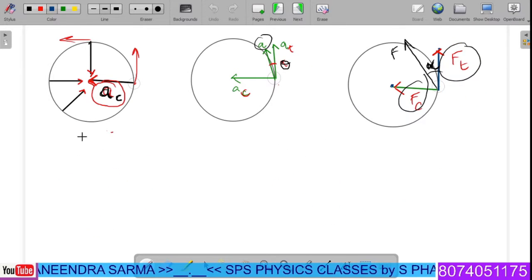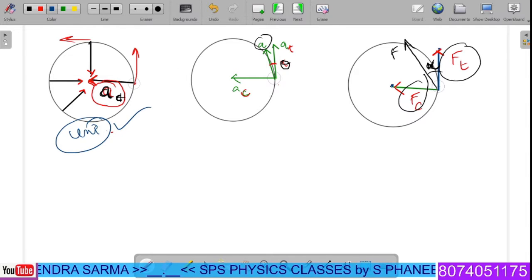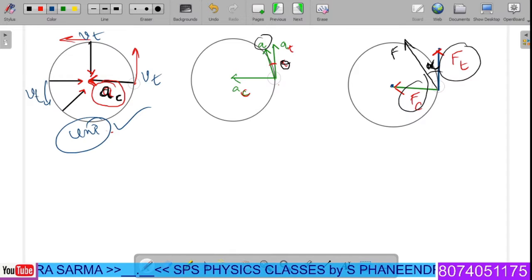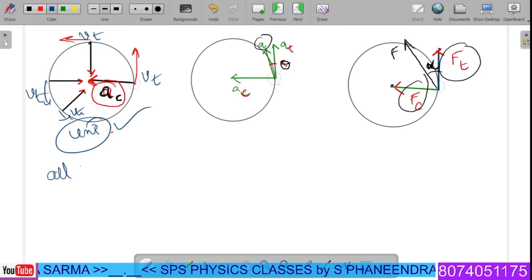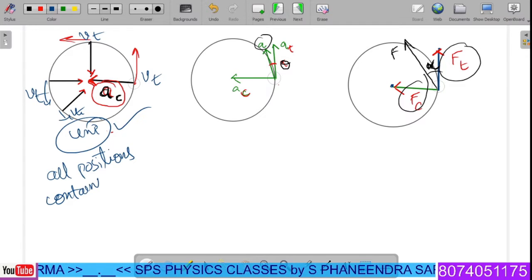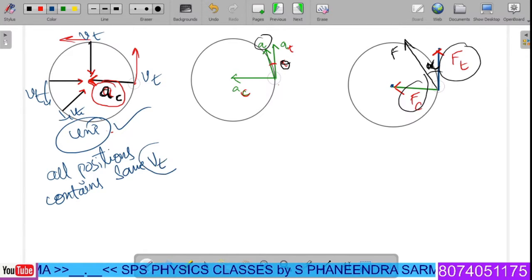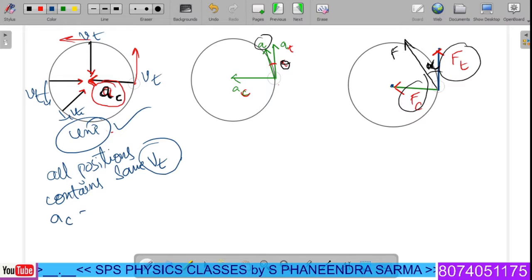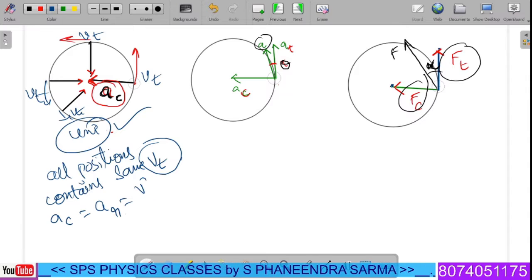In the second case, suppose the object is moving uniformly. When the object is moving uniformly, this is the value of Vt and this is the value of Vt. At any point you can take a tangential speed Vt. So all positions contain the same Vt. That means all positions contain the same speed. But here the radial or centripetal acceleration A_C or A_R is given by V squared by R, always directed to the center. This is the only acceleration present on the system.